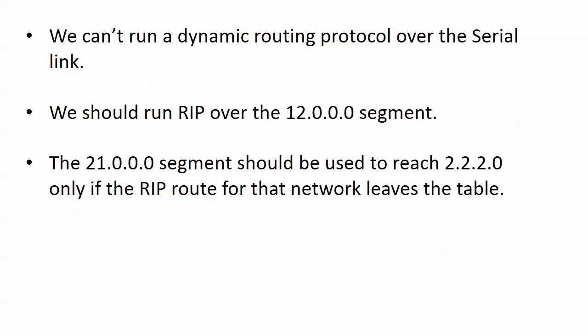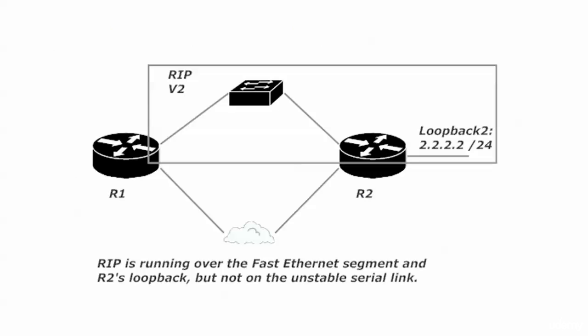We are going to use RIP over the broadcast segment, the 12.0 segment, and the serial link, that network should be used to reach router 2's loopback only if the RIP route for that network actually leaves the table. So that RIP route has to be totally gone in order for us to be able to use that 21.0 segment. So this is what we're actually going to do here in a moment.